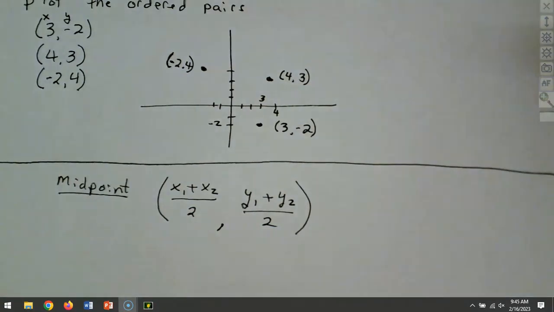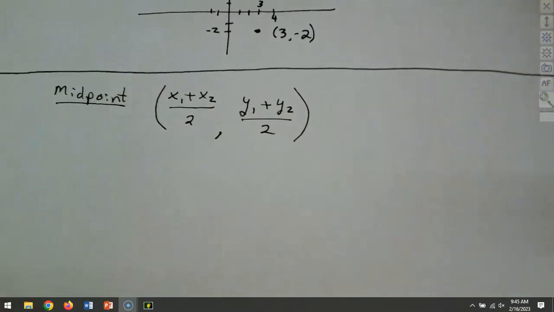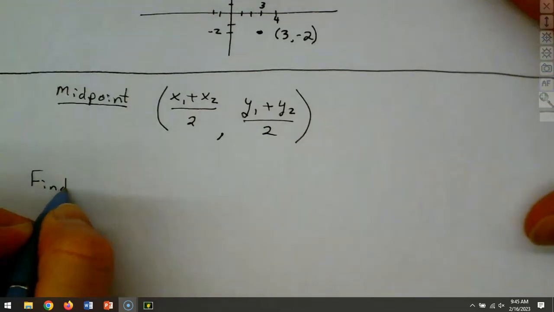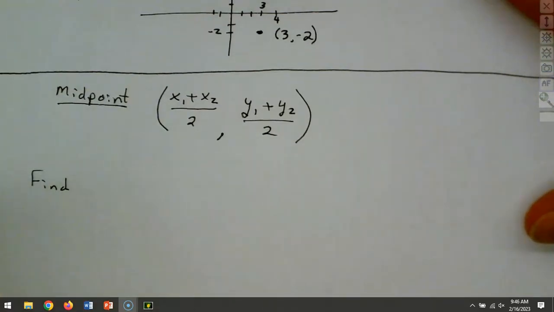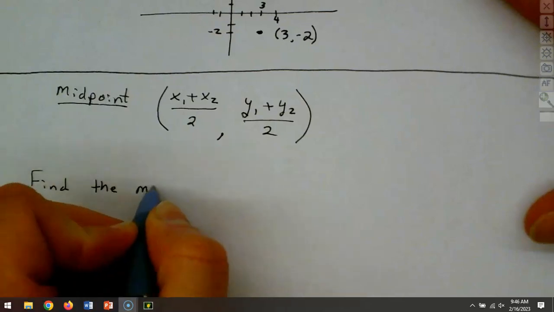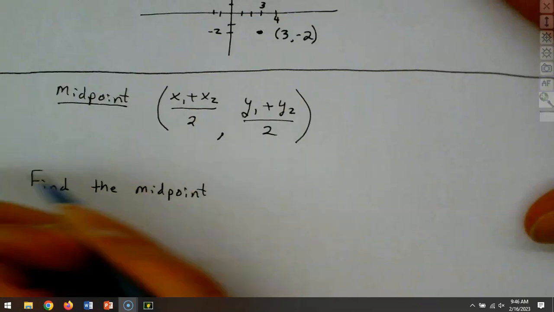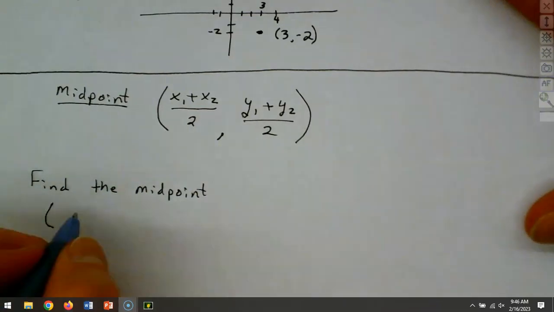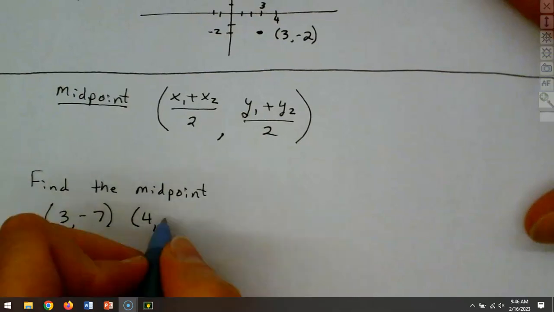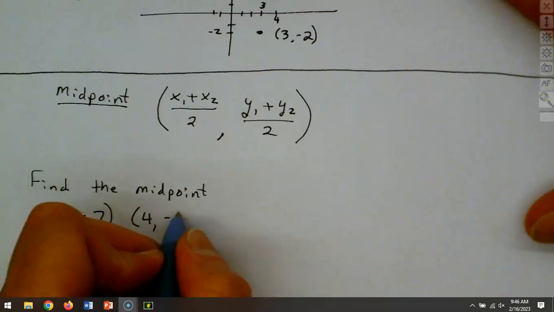It's 2 ordered pairs. So the midpoint formula is actually very easy to do. So I'm going to give you some ordered pairs, and we're going to find the midpoint. We'll do 2 of these, and then we'll look at how to do it when you don't have one of the endpoints. So the first one we're going to do, we're just going to find the midpoint. So how about 3, -7, comma, 4, -9.